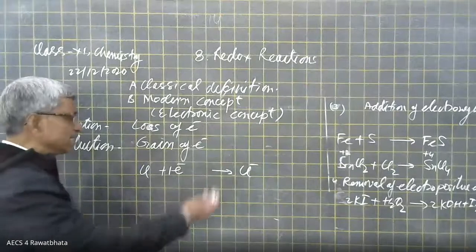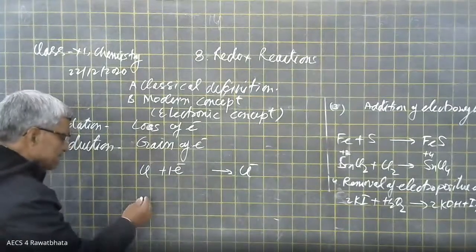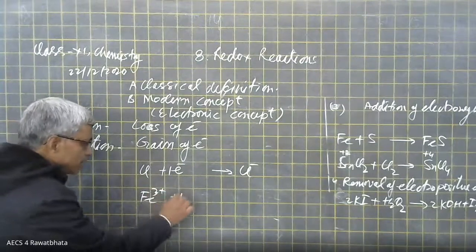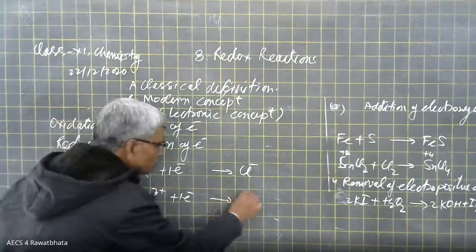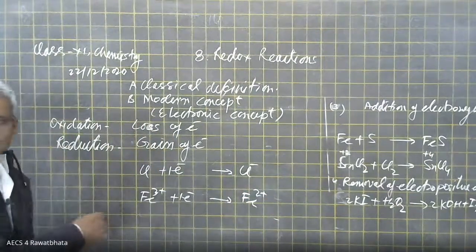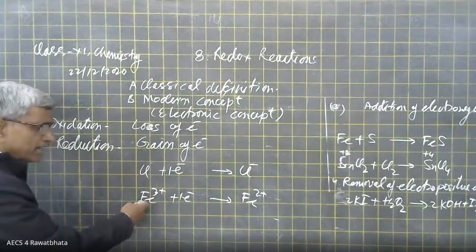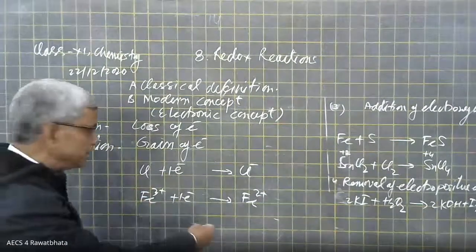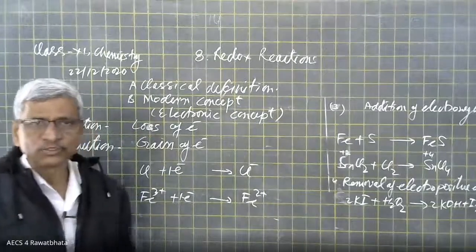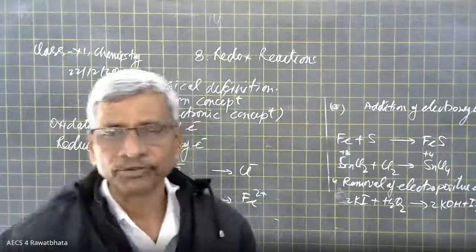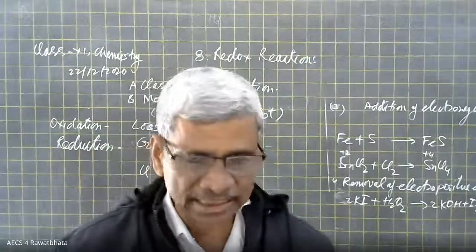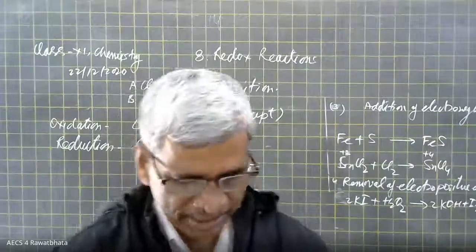So these are some examples. Ferric ion, Fe3+, takes 1 electron and is going to change into Fe2+ after gaining an electron. Okay, beta? So this is the modern concept of oxidation and reduction, and later on we need only this concept to decide the remaining things.